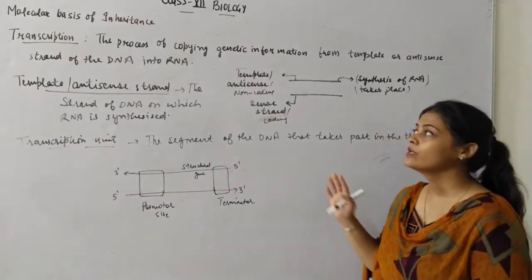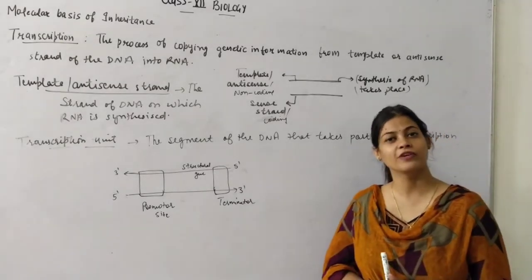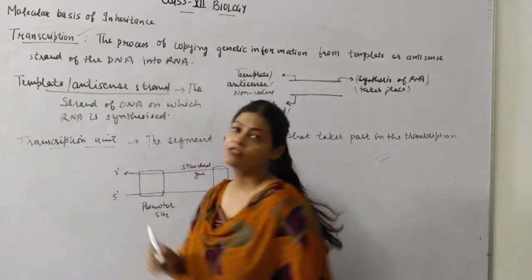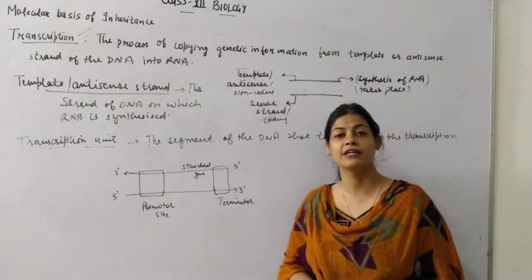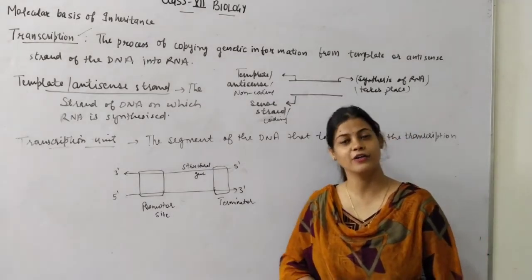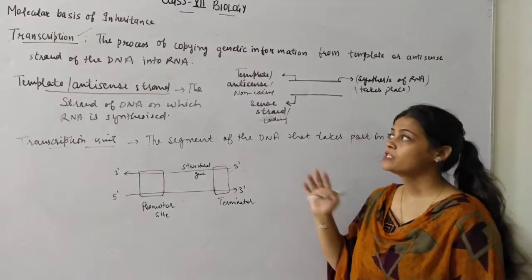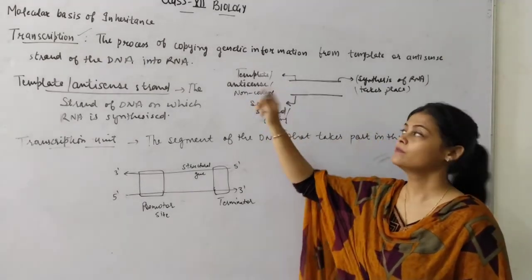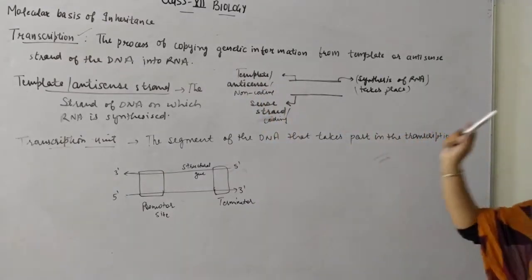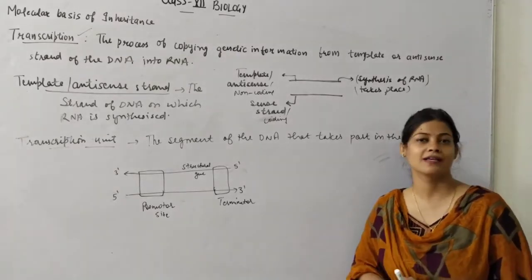Okay. So the next part that we are going to start in this chapter, molecular basis of inheritance, is the transcription process. As you know, in the central dogma we have studied that the information is transferred from DNA to RNA and RNA to proteins, and that is in the form of code. The process of copying the genetic information from the template or antisense strand of DNA into RNA is called transcription.